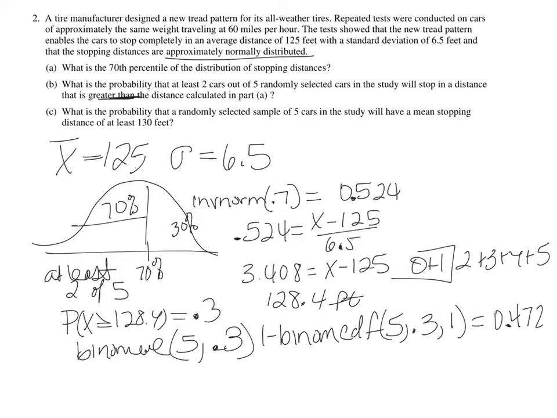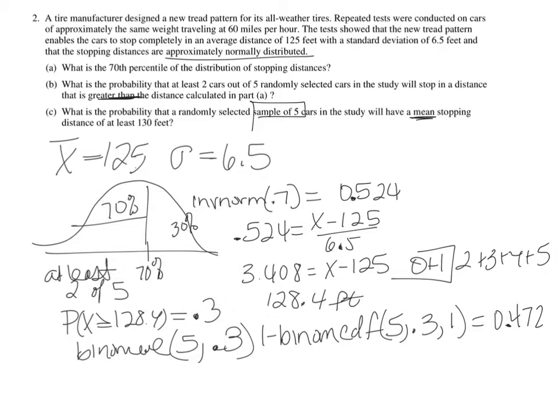So then part C actually deals with sampling distributions. So there's 3 different things in this problem. So it wants to know what is the probability that a randomly selected sample of 5 cars, and this is how you know it's a sampling distribution. Now you have 5 cars, not just a randomly selected car, have a mean stopping distance. Okay, so the sample has a mean.